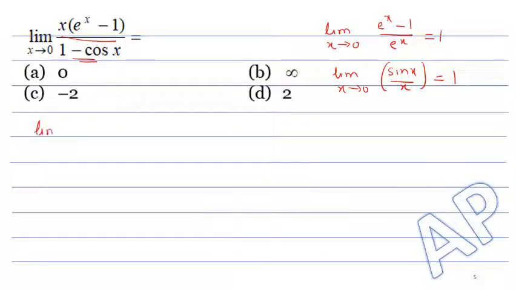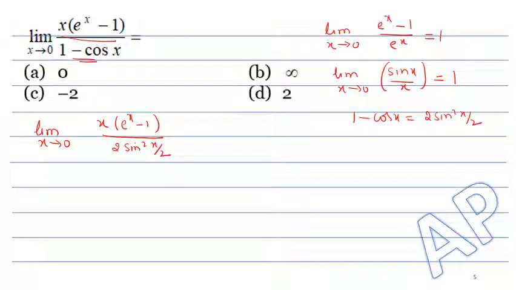I will consider the given limit, that is limit as x tends to 0 of x into e to the power of x minus 1 divided by, we have 1 minus cos x is equal to 2 sine square x by 2. This is a trigonometric standard formula. So 1 minus cos x is 2 sine square x by 2. I have sine of the angle here is x by 2. So I want this x to be x by 2, so that I can apply this formula limit as x tends to 0 of sin x by x is equal to 1.